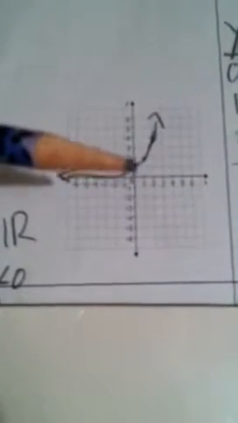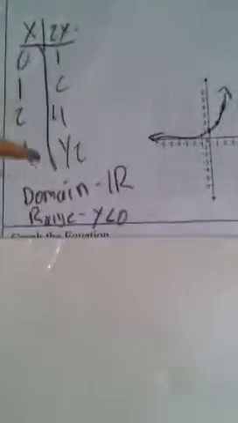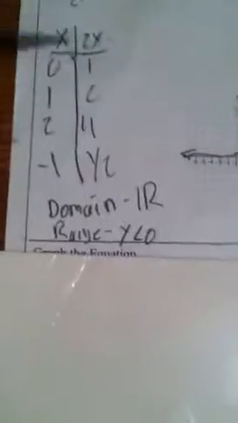0 is 1, 1 is 2, 2 is 4. There you go. And then you have the domain and range. Domain, most of the time on these, is all real numbers. Range is simple, just y is greater than 0.